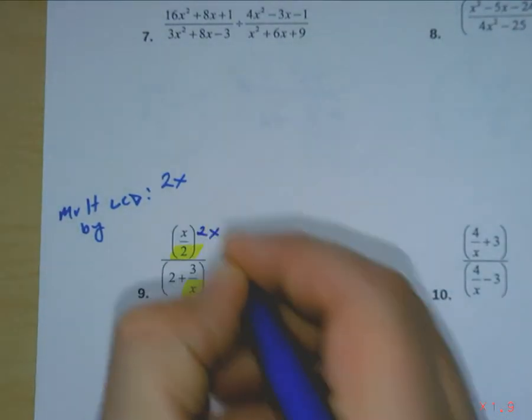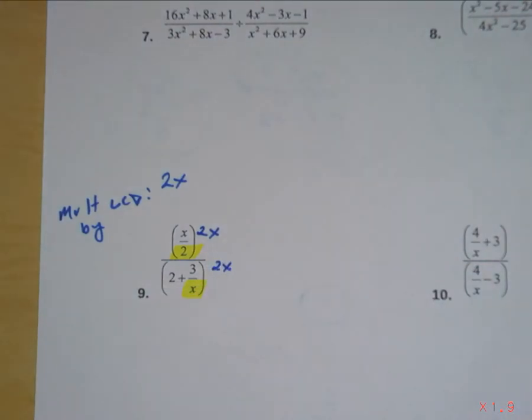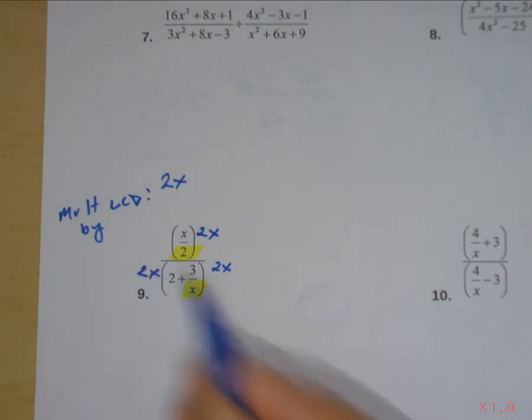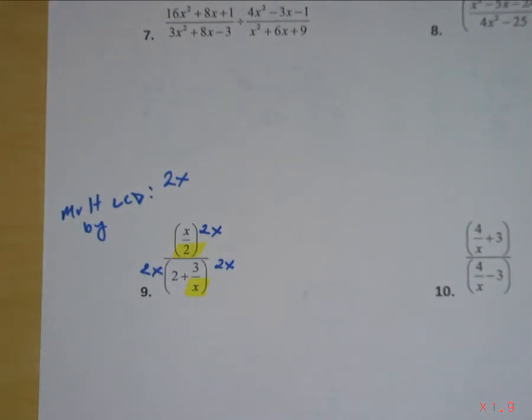So I'm going to do top and bottom by 2x. When I do the bottom, I got to distribute to both terms. So I'm going to put a 2x over here next to the 2 also. So every single term is going to have a 2x next to it.